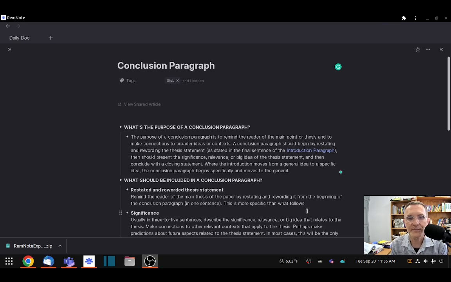So, again, we want to restate, reintroduce the thesis statement, reword it. Basically, say the same thing that you stated at the end of the introduction paragraph and present it again in the conclusion paragraph. We need to include the significance. Think of the problem statement and the significance that you included at the end of that problem statement.